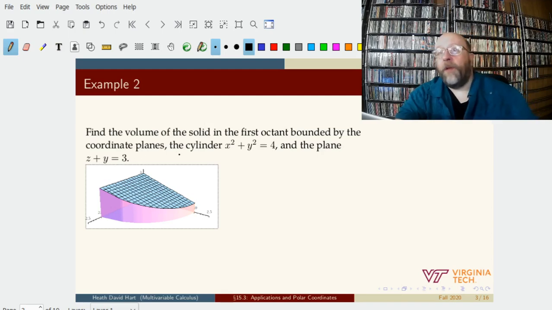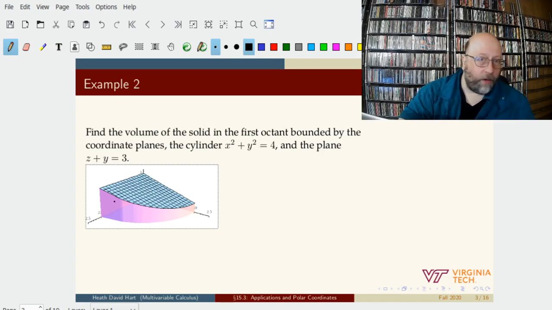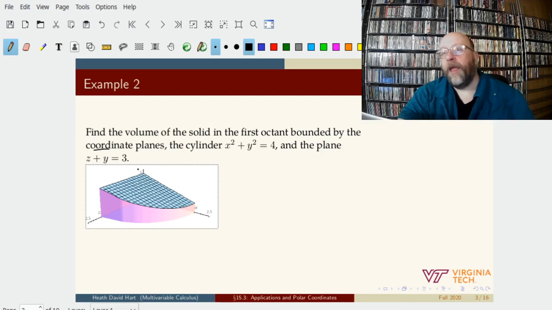Find the volume for the solid in the first octant bounded by the coordinate planes, the cylinder x squared plus y squared equals 4, and the plane z plus y equals 3. The coordinate planes, when we talk about those, we're talking about the xz plane, which is this plane back here, that's this wall. The yz plane, which is this wall over here. And the xy plane, which is the bottom.